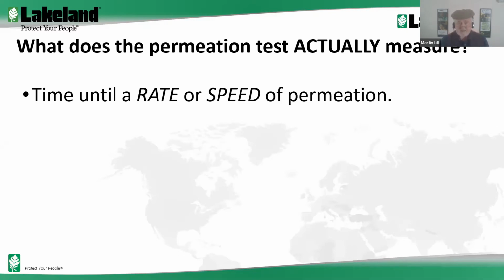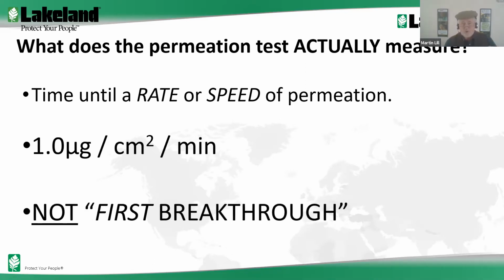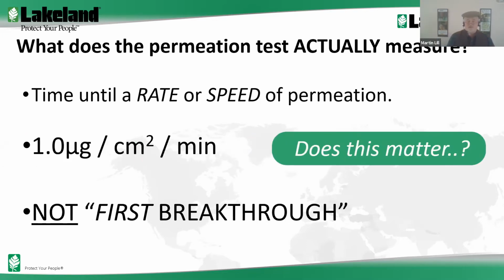And in this case, we're measuring the time until the speed of permeation, the rate at which the chemical is permeating through the fabric, reaches 1 microgram per centimeter squared per minute. So you're not measuring the first breakthrough. You're not measuring when the chemical first breaks through the fabric. So the question, of course, again is, does this matter? Does it make a difference?